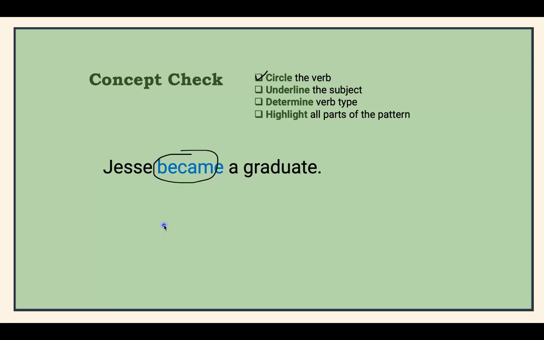As usual, we start with a verb since the patterns are built around them. So our verb here is became. Next, we need to find the subject, Jesse. Now that we have the subject and verb, we can tell what kind of verb we have. In this case, a linking verb.